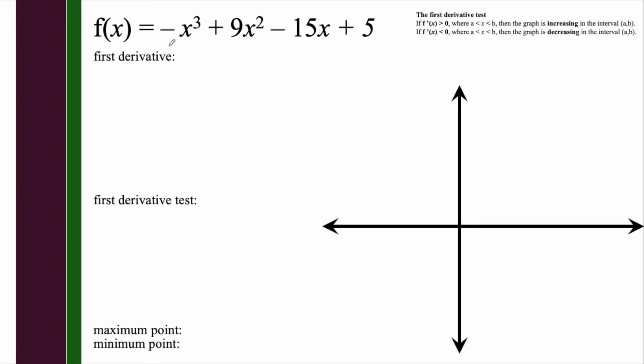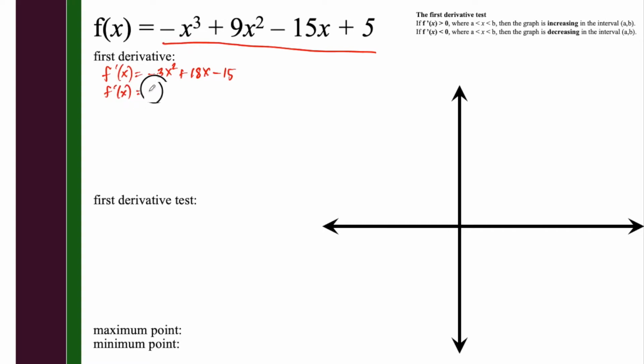Now, suppose we're asked to graph f of x as negative x cubed plus 9x squared minus 15x plus 5. Again, to find the maximum and the minimum point where the first derivative is 0, or in other words, the slope of the tangent line is 0, then we have to get the first derivative. And getting its first derivative, we have negative 3x squared plus 18x minus 15.